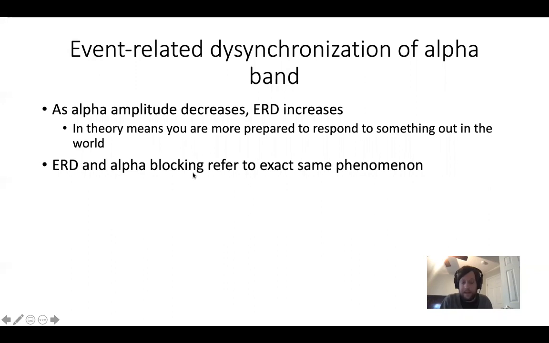Alpha blocking, or alpha event-related desynchronization, is the idea that alpha amplitude decreases. That's what happened for us when we opened our eyes, or for me at least, when I opened my eyes and started to be attentive to the world around me. That caused alpha blocking. There's relatively less alpha blocking when your eyes are closed, because that's when alpha is biggest.